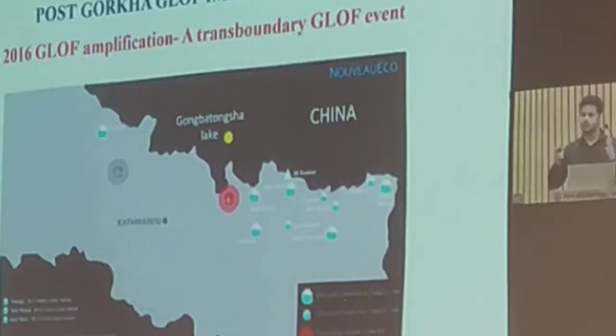But can these earthquakes lead to problems in the future or near future? Now we'll take an example of the 2016 transboundary event that occurred in China and had an impact in Nepal. But this was intensified because of the Gorkha earthquake. So now let us understand how. We see this is China, and we have Nepal here. This is the lake location, and the flood started here and then impacted Nepal here.